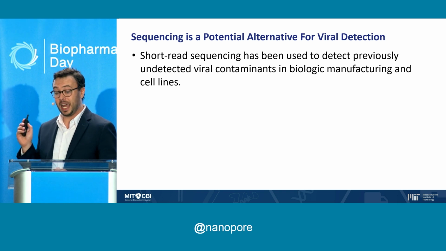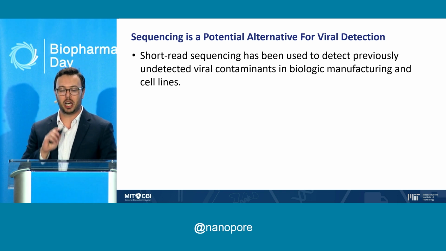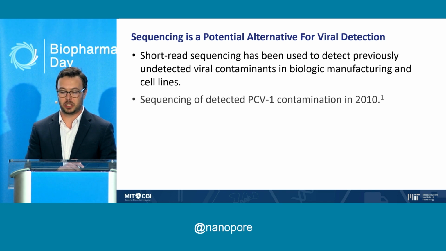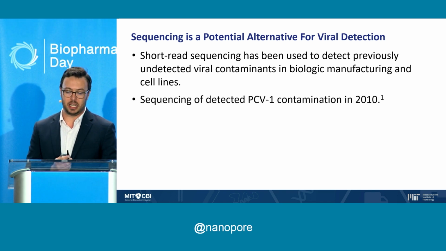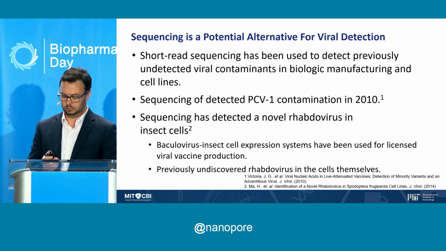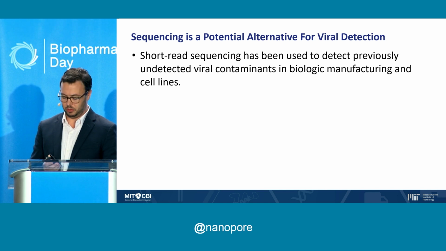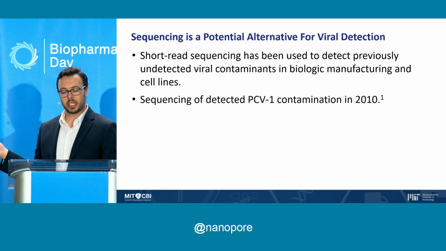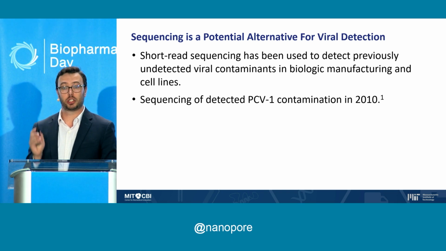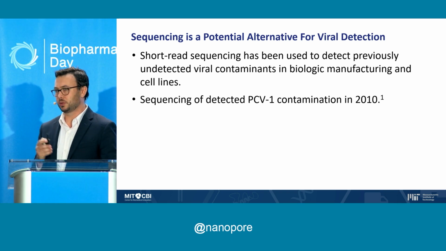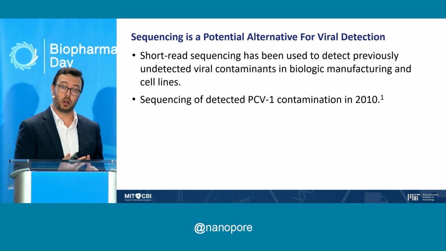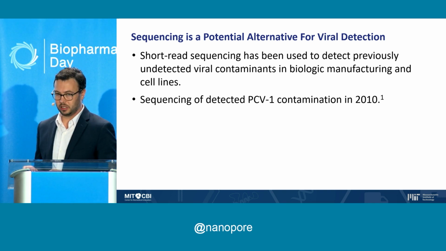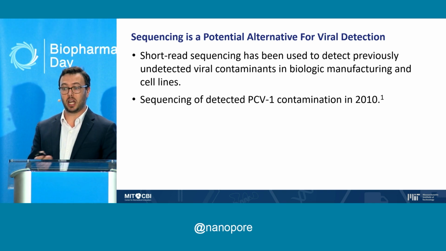So short-read sequencing has actually been used to detect previously undetected viral contaminants in biological manufacturing. One more famous example was the detection of PCV1, porcine circovirus 1, in my animations didn't work here. That's okay. So the detection of PCV1 contamination in 2010 in the Rotarix vaccine from GSK. This was not detected on the in vitro or in vivo assay. However, using sequencing, they were able to detect a number of reads against this specific virus.